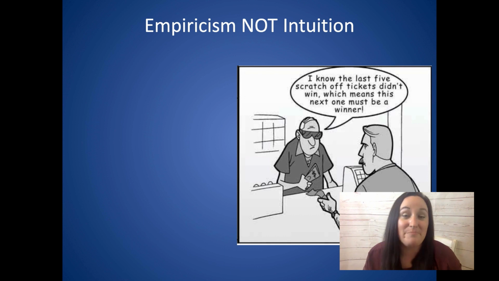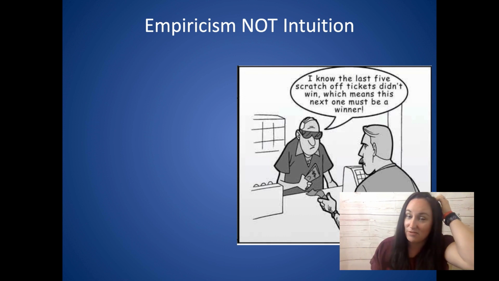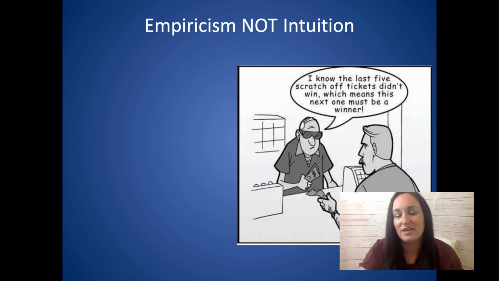So we need to use empiricism when we are looking at psychology. Psychology is a science. It is not just your common sense, and it is not just your intuition. And if we just followed those things, we'd be wrong. That's my point with hindsight bias and overconfidence. We cannot use those things.